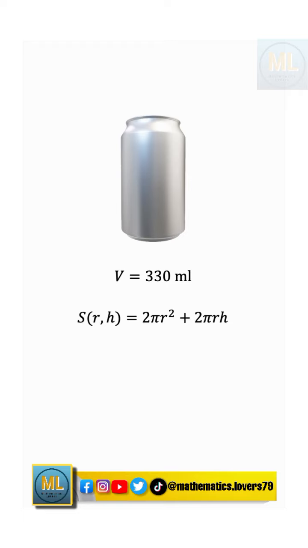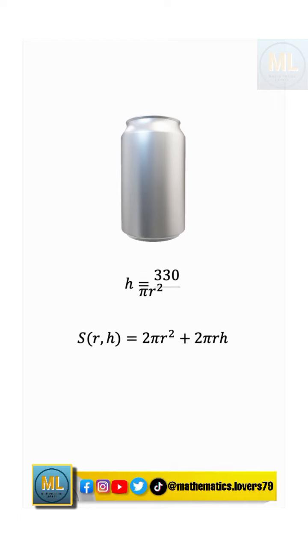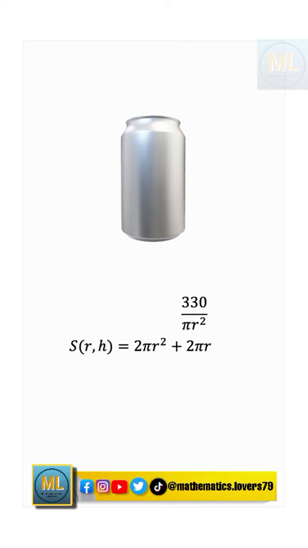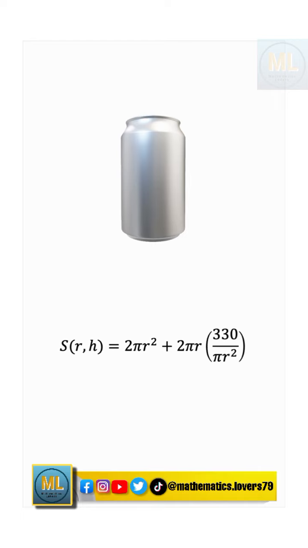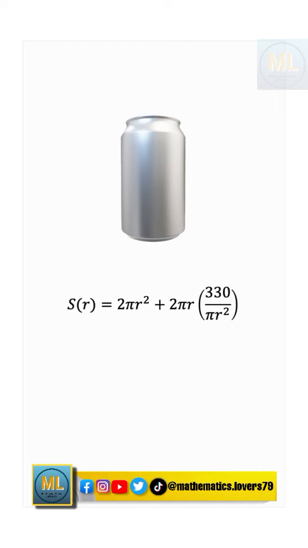The volume of a cylinder is πr²h, so we can use this to represent h in terms of r and plug this back into the surface area equation, resulting in a function of a single variable, 2πr² + 660/r.